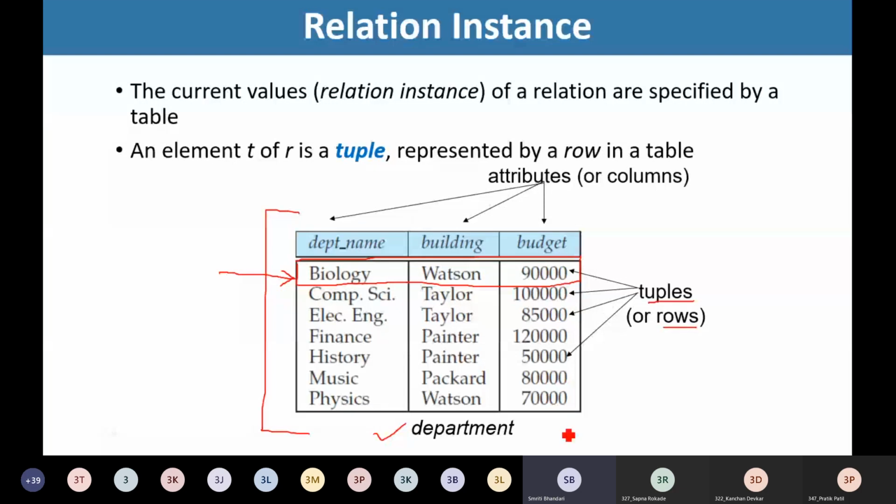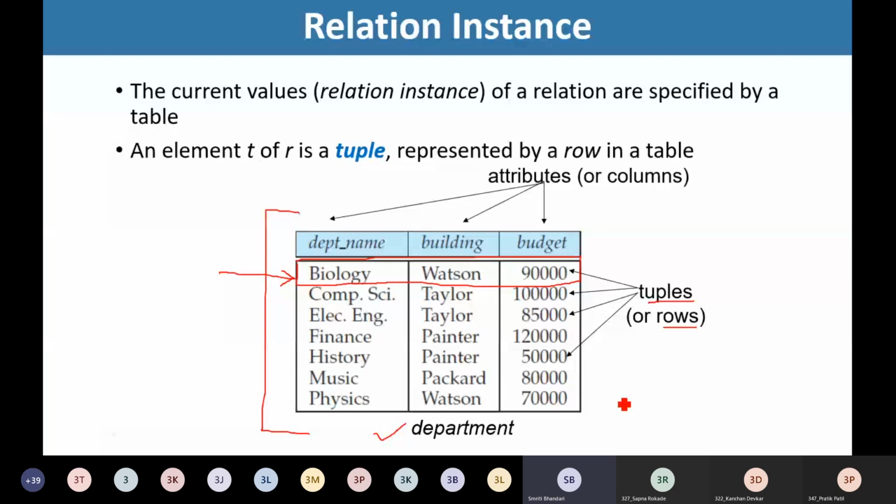So I am having these many tuples. How many tuples I am having in this department instance? 1, 2, 3, 4, 5, 6, 7. 7 tuples in this instance of my relation department. Okay? Tomorrow I may have 10 tuples in my relation department. So that is a different instance of my relation department.